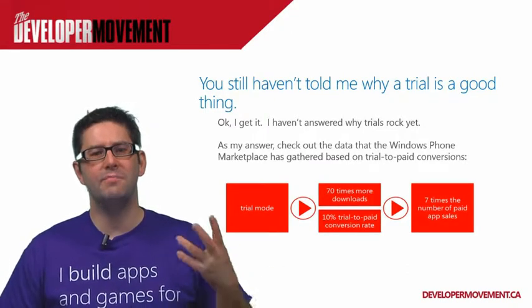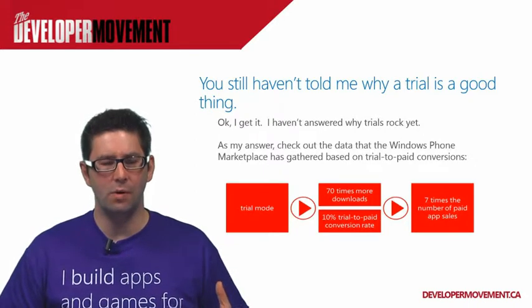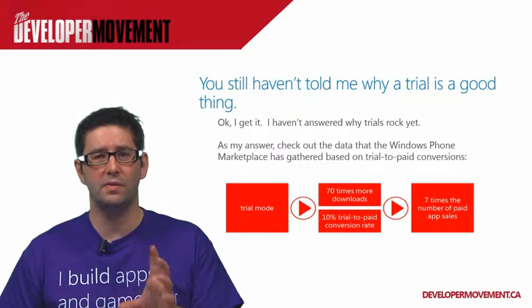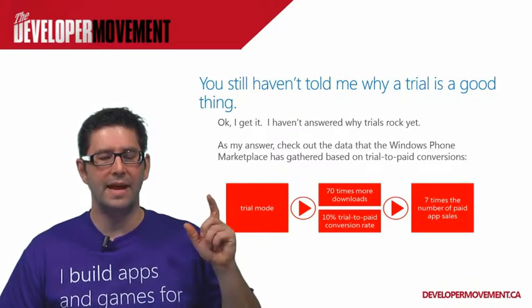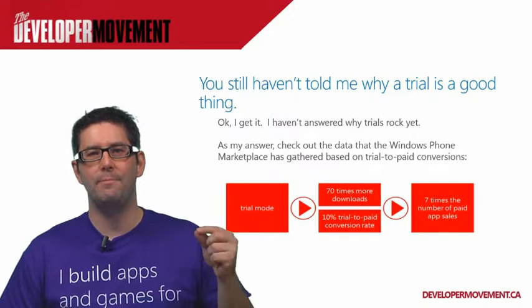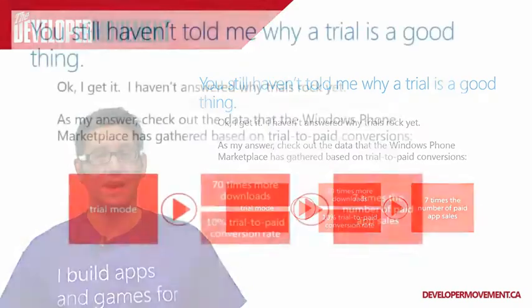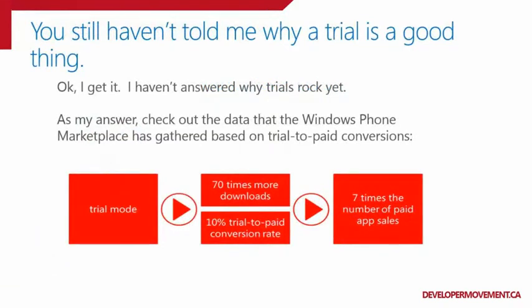Now, why would you actually build a trial? It's really important because this is a statistic that we've gotten from the Windows Phone Store in aggregate. We found that applications that include a built-in trial mode using the isTrial functionality get 70 times the number of downloads than applications that don't. We also see that in the Windows Phone Store, there's a 10% trial to paid conversion rate on average. Mileage may vary, but that's basically what we're seeing, which is very, very high, to be honest, compared to a lot of the other stores.